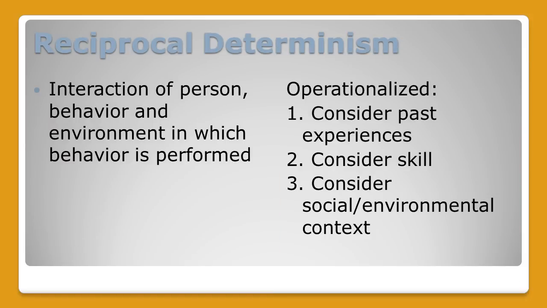Reciprocal determinism is the culminant construct of social cognitive theory. It is the actual process where the individual makes behavior change based on individual characteristics, social and environmental cues, considering responses to stimuli, and accounting for adjustments and behavior maintenance. As I have mentioned throughout the lecture, identifying past experiences related to that behavior, development of personal skills and knowledge, as well as considering the social and environmental context in which they occur, are essential to the likelihood of a behavior changing and the maintenance once that behavior is acquired.